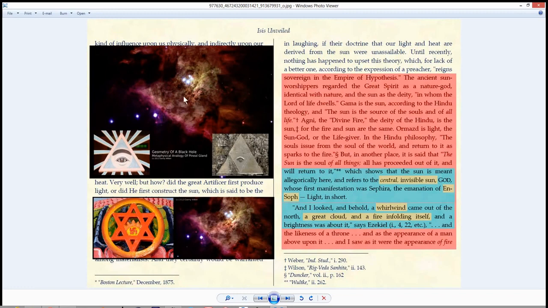So, first coming out of the infinite, we have this cloud that's created, and a fire enfolding itself. This represents the first Sephra, and that's what this represents right here as well. This is showing the first Sephra coming into being through a word.